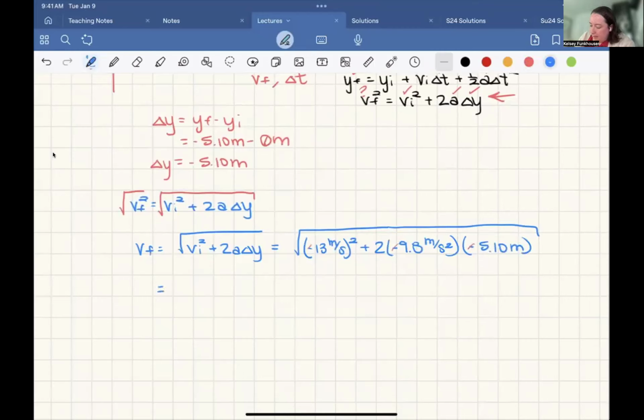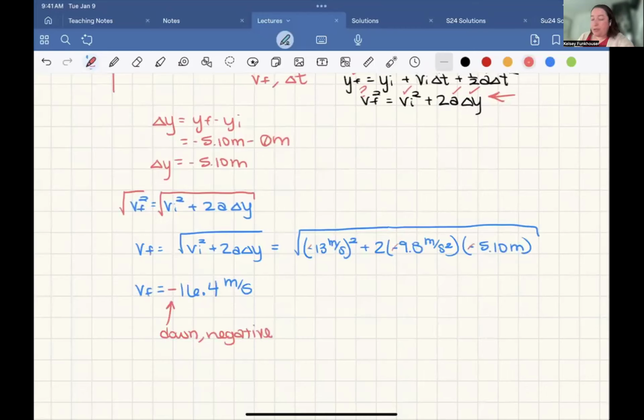I forgot the number, one second. I might have to just calculate it again. Let's just calculate it. Square root of 13 squared plus 2 times 9.8 times 5.1. And this is 16.4. That would be meters per second. And we just have one additional thing we have to remember here, which is that this is down. Down, so it needs to be negative.